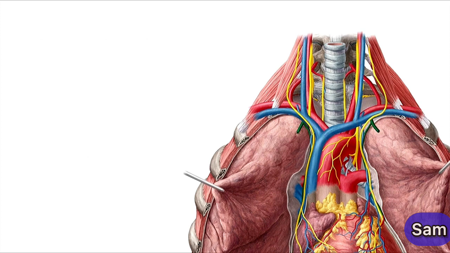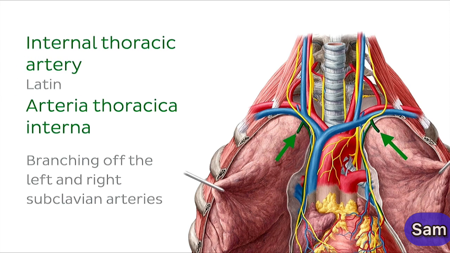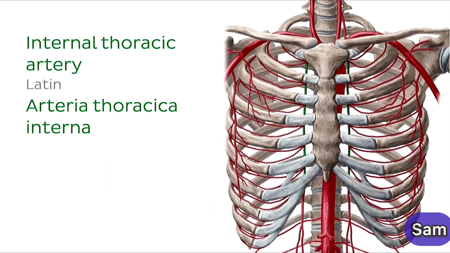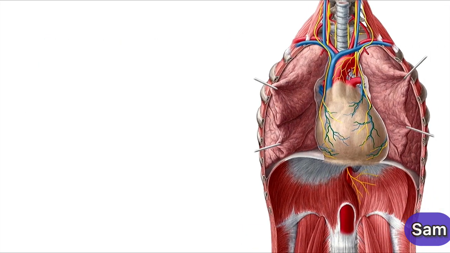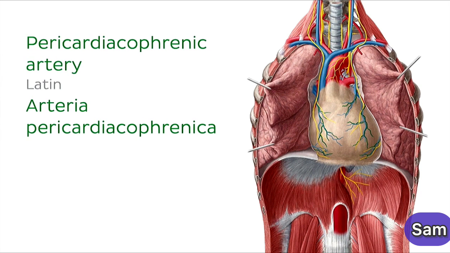Coming off the left and right subclavian arteries are the internal thoracic arteries, and here we're only seeing a small stub of this vessel, but actually it's quite long. So if we add the chest plate back on, we can see that the internal thoracic artery actually travels down the whole length of the front of the thorax on either side of the breastbone, or the sternum. So if we head back to our heart in situ image, we can see the next artery on our list, and this is the pericardiacophrenic arteries.